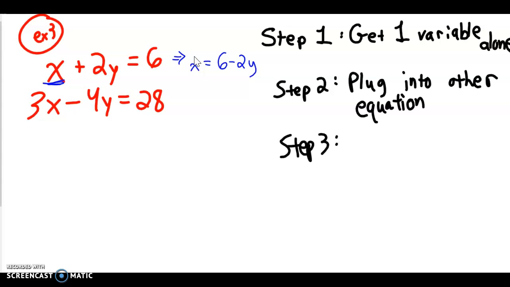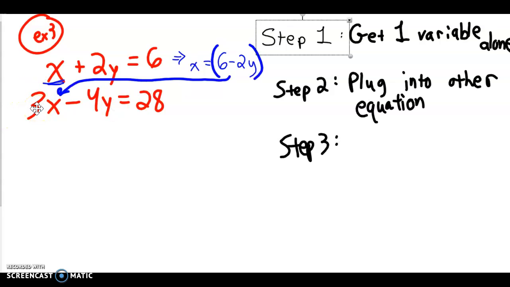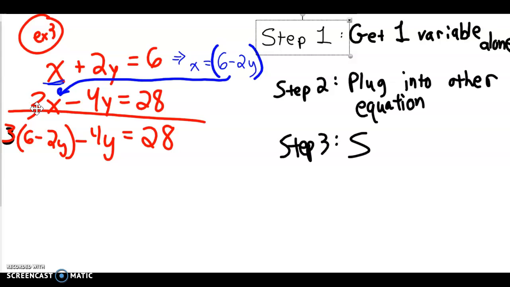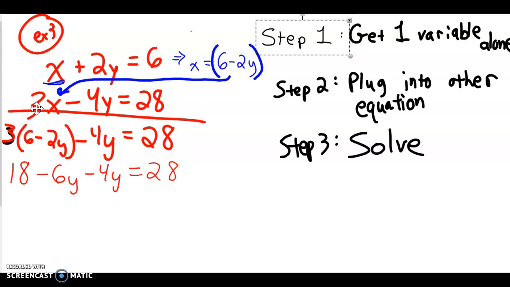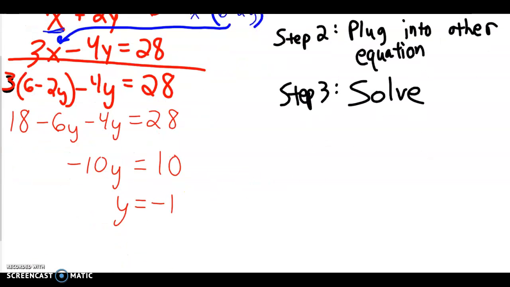Step 2, plug it into the other equation. So we're going to take all this stuff here and plug it in for the x next to the 3. So 3 times the quantity 6 minus 2y minus 4y equals 28. Now we're going to solve. Distribute the 3, we get 18. Distribute the 3 to the negative 2y, you get negative 6y minus 4y equals 28. And then we solve, and you end up getting y equals negative 1.